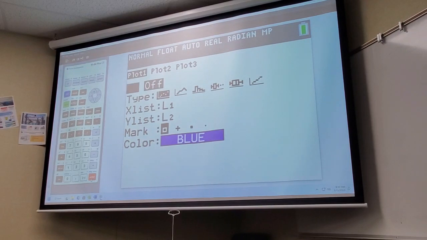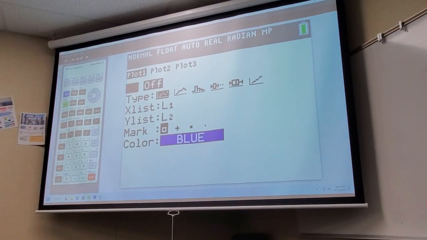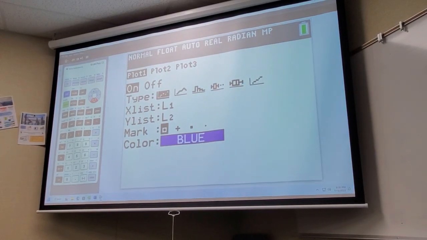So first thing, turn this on. So just hover over on and hit enter. We want to make a scatter plot. It's this first one. So make sure that's highlighted. If it isn't, just hover over, hit enter.